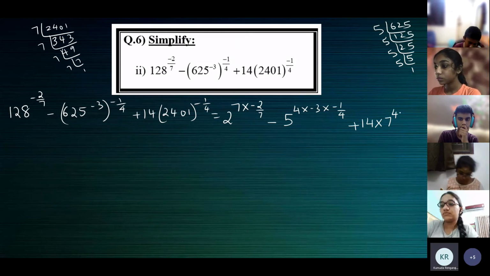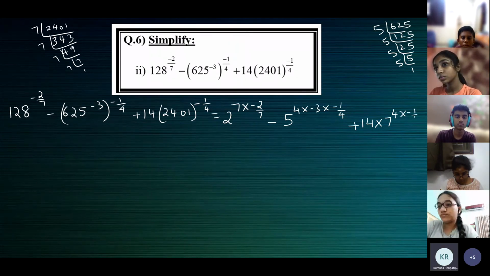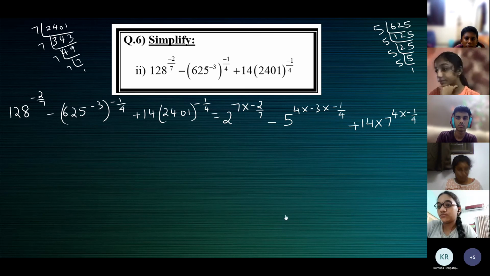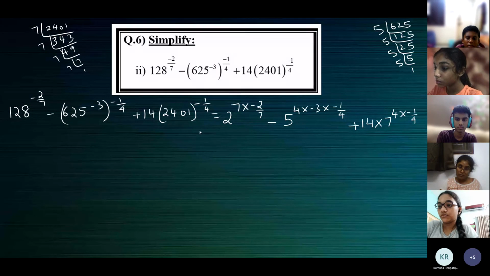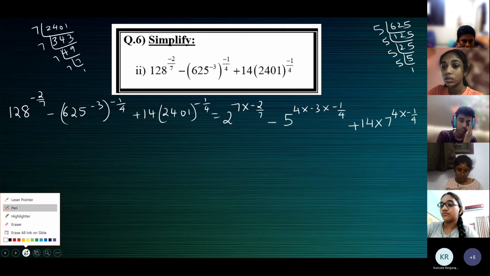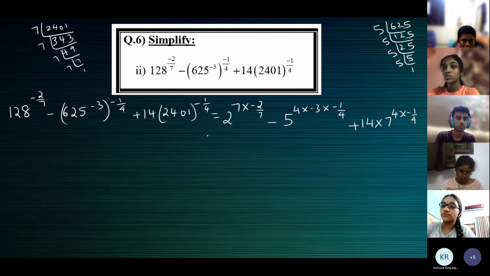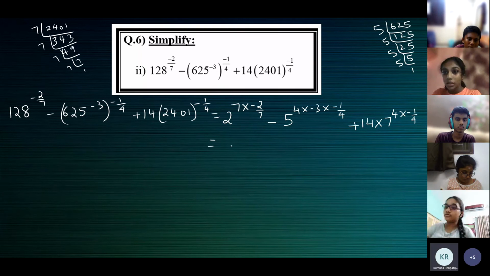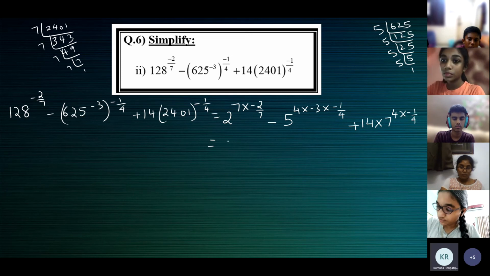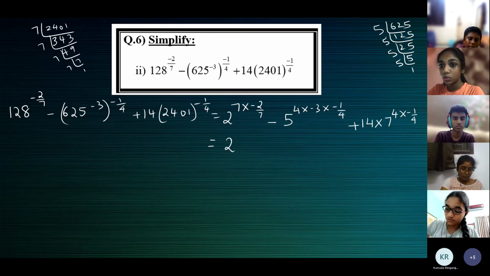But there's another power, no? Into minus 1 by 4. Is this correct? Is the first step understood? Yes, ma'am. Okay, what's the next step? What will get cancelled? 7 and 7. 7 and 7 will get cancelled. So 2 to the power? Minus 2, ma'am.